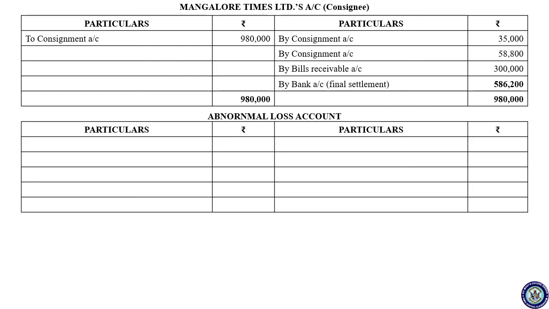So next ledger account, abnormal loss account. So do it fast, just 2 minutes. Do it fast.